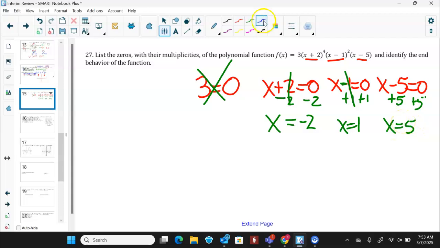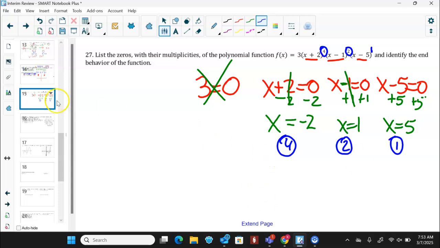Now I'm going to see their multiplicities. The number 4 right here means that the multiplicity is 4. The number 2 right here means that the multiplicity is 2. That means there's 2 of the same answers. And nothing means it's a multiplicity of 1. Okay, so that is the answer for this question.